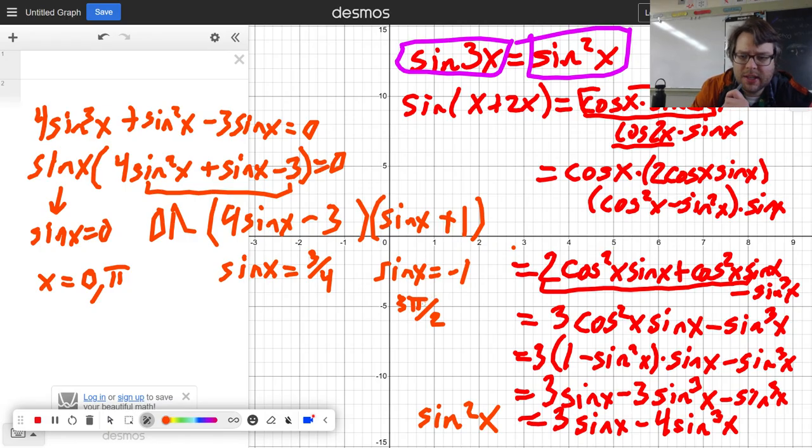Where sine of x equals 3/4 is a weird one. That's not one on the unit circle. If it was the square root of that, I could do that. That's weird. So maybe I just can't find that answer by hand.